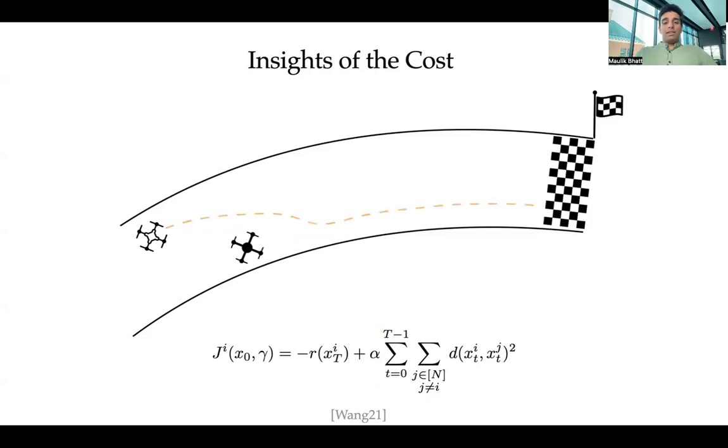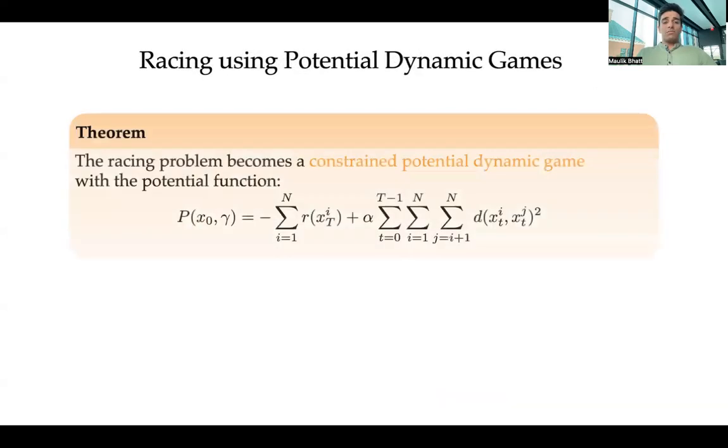With this cost in mind, we generate highly interactive racing behaviors such as overtaking and then blocking and then winning the race ultimately. Now I'll come to our main result, which shows that under the cost structures which I mentioned previously, the racing problem becomes a constrained potential dynamic game with a potential function which is shown here.